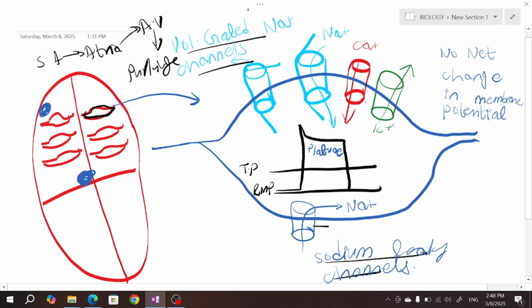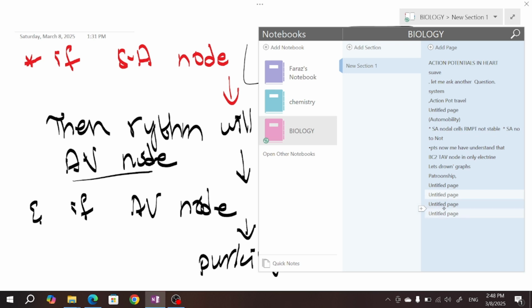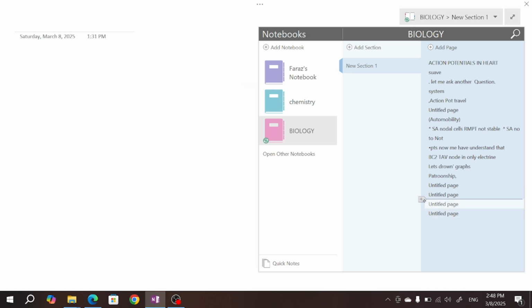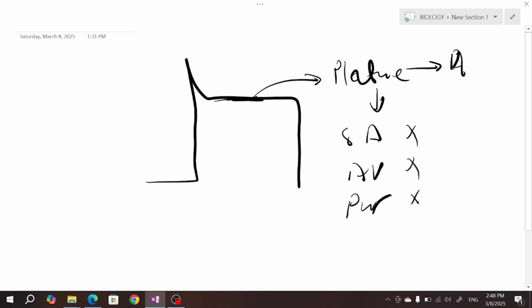Now, to understand the graphs, what do the action potential graphs want to say? Suppose this is an action potential graph, and this line is representing the plateau, which is absent in the SA node, absent in the AV node, absent in the Purkinje fiber, but present in atria and ventricles.